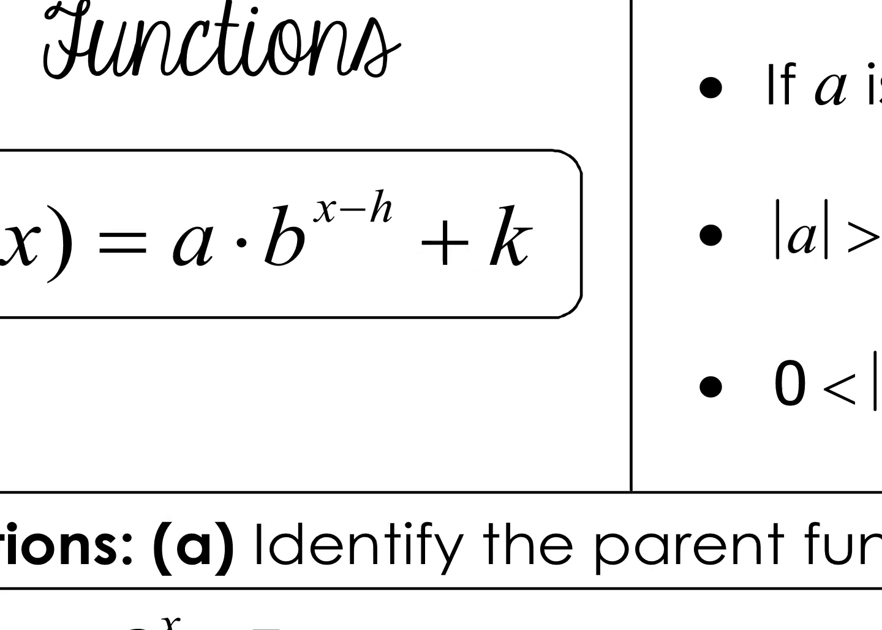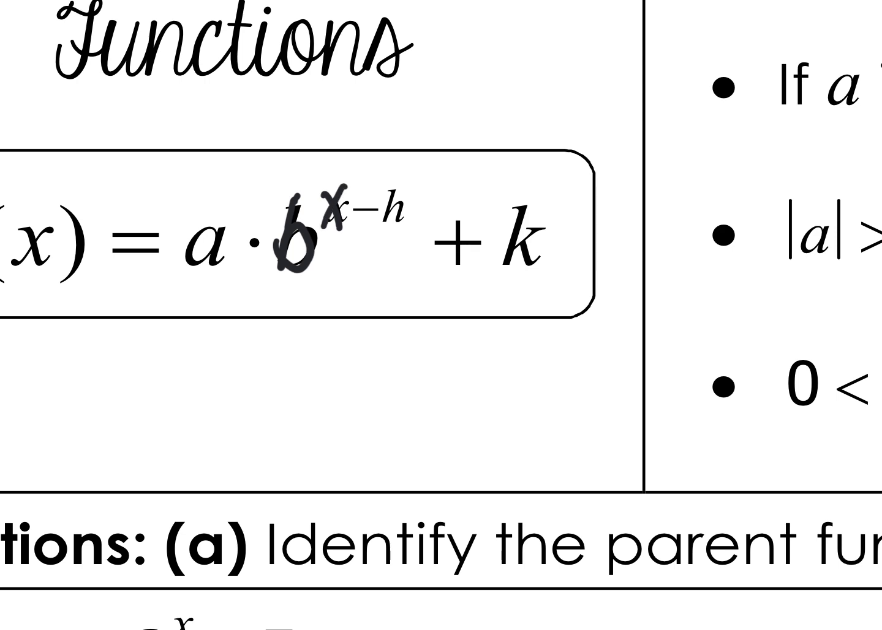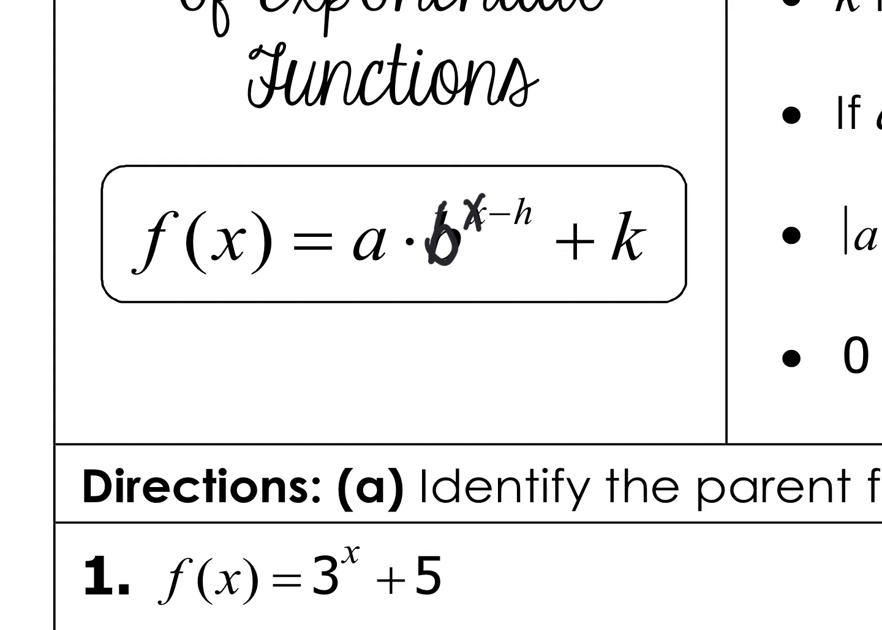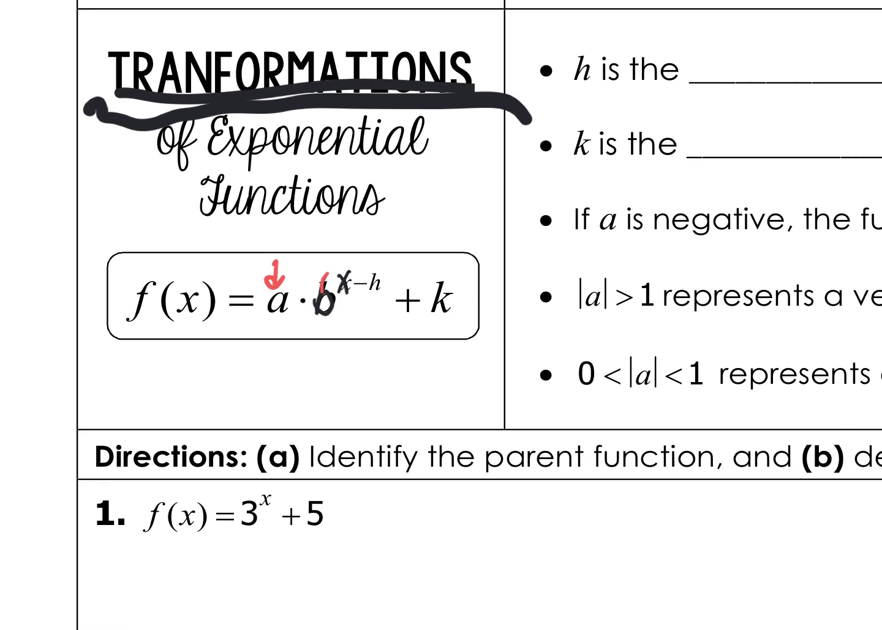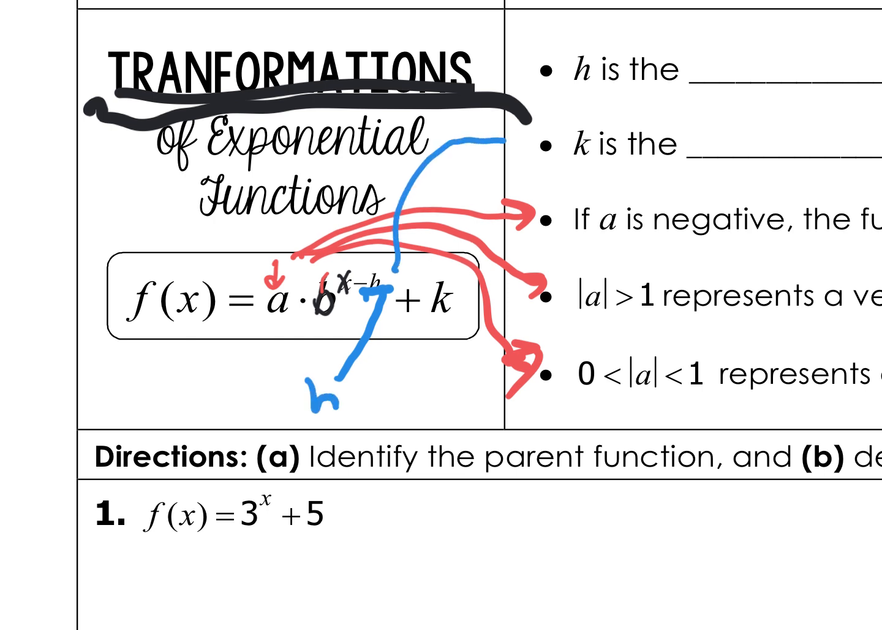The parent function is right here, but we have some other numbers that will be there. The number in front of b is my a. And you're going to see that a has a description here, here, and here. And what we'll do is we'll talk about what that a does. And then there's a number that is being connected to the x right here. That's called my h. h is going to be explained here. And then we have this number on the outside right here. That's my k. And k is going to be talked about right here.